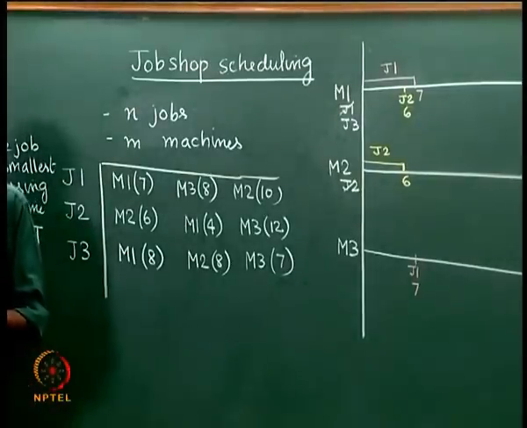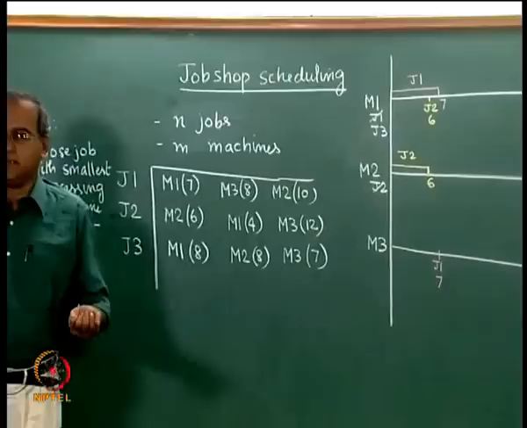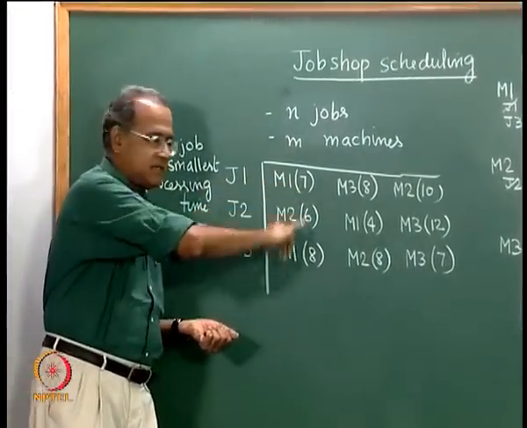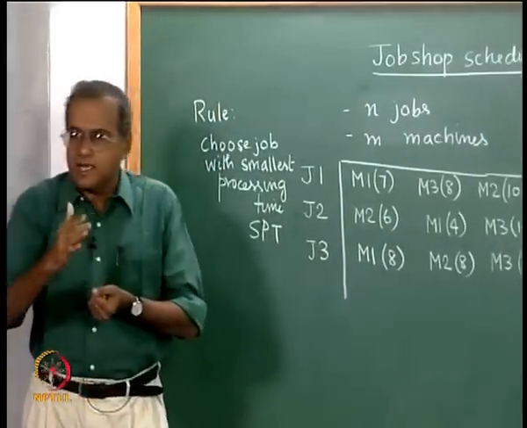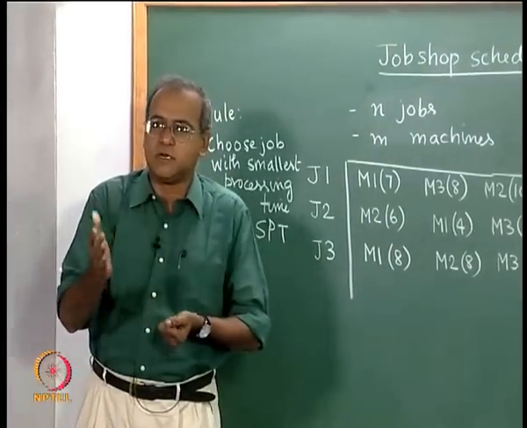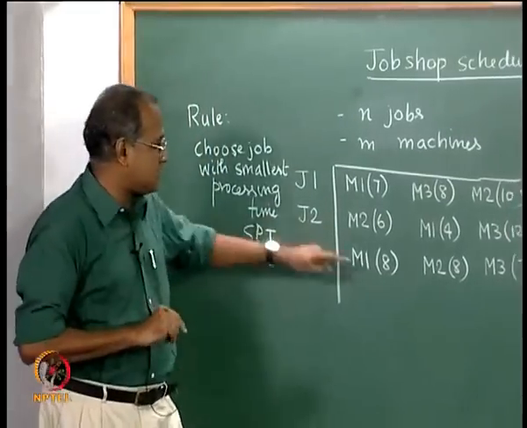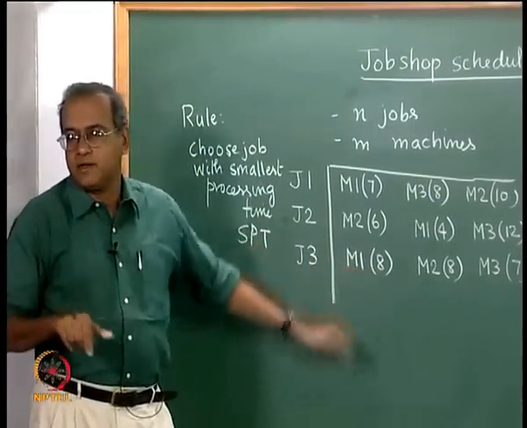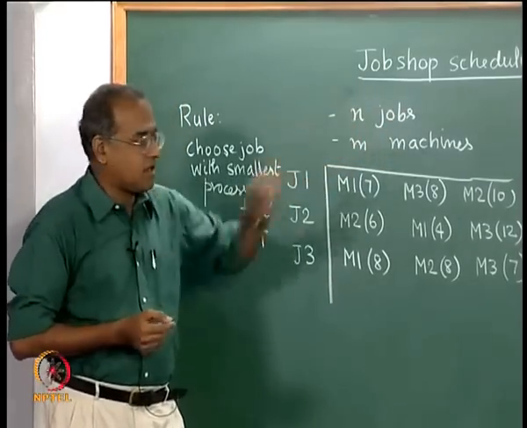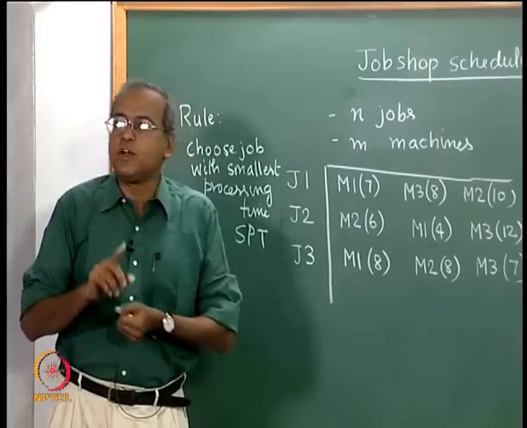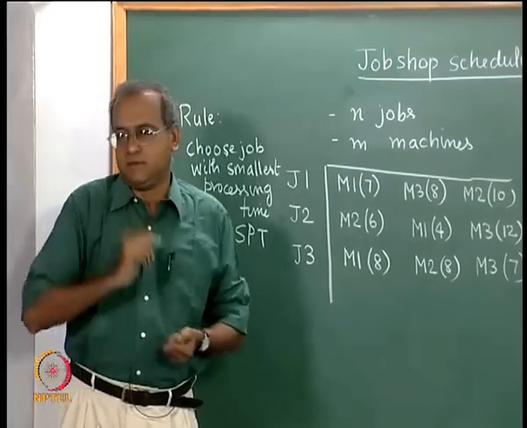So, when we apply this rule, there is no tie, because J1 requires 7 units, J2 requires 8 units. Clearly, J1 is chosen based on the rule. But if we had a situation where this was also 7, then 2 jobs would have been waiting and both of them have the same processing time. Therefore, if we apply the rule, there is a tie.